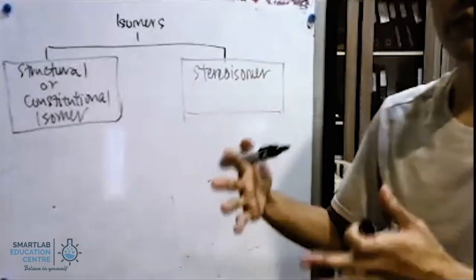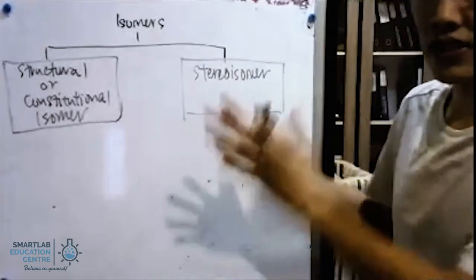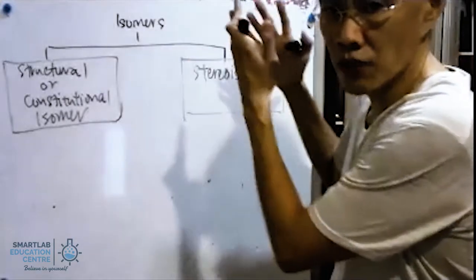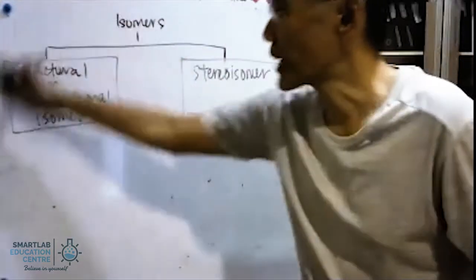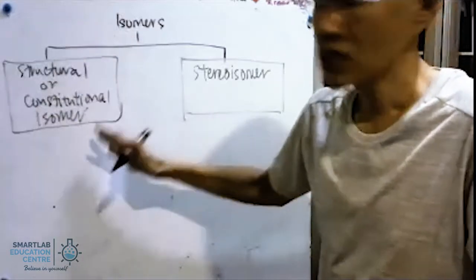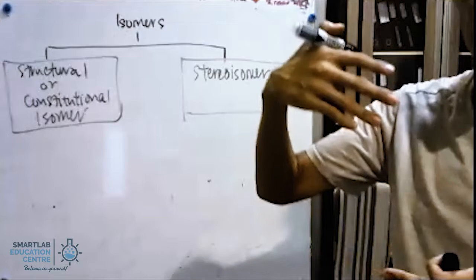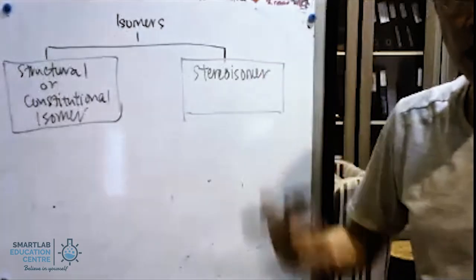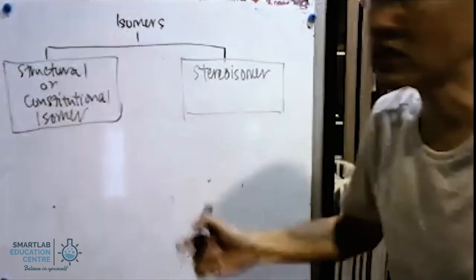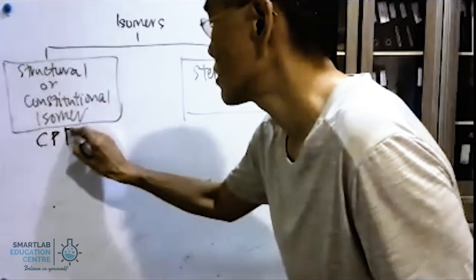Isomers means that they have the same molecular formula, but different structural formula, right? So when it's the same molecular formula, different structural formula, we actually call them structural or constitutional isomers, okay? We can categorize them into 3 different types of constitutional isomers. We acronym them by CPF, okay?